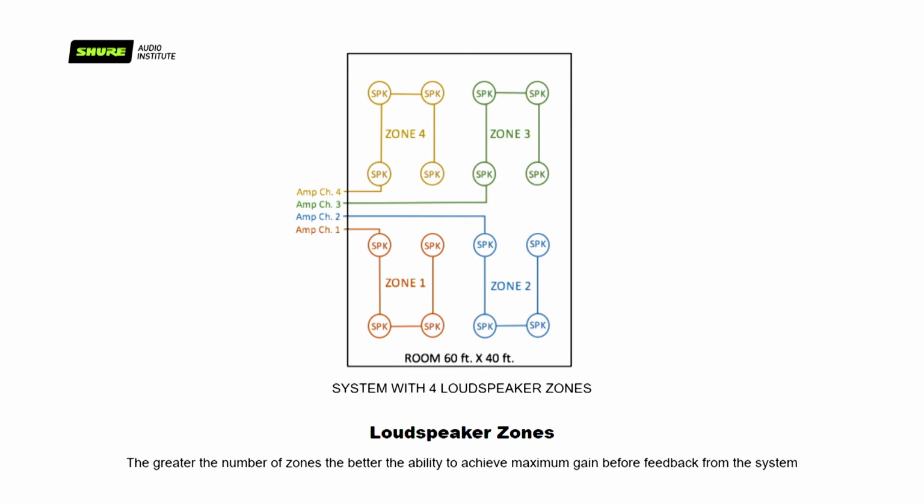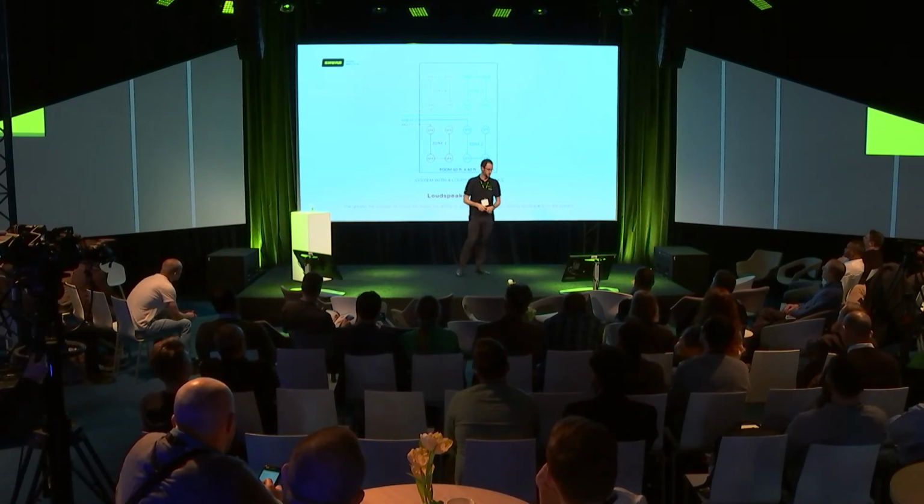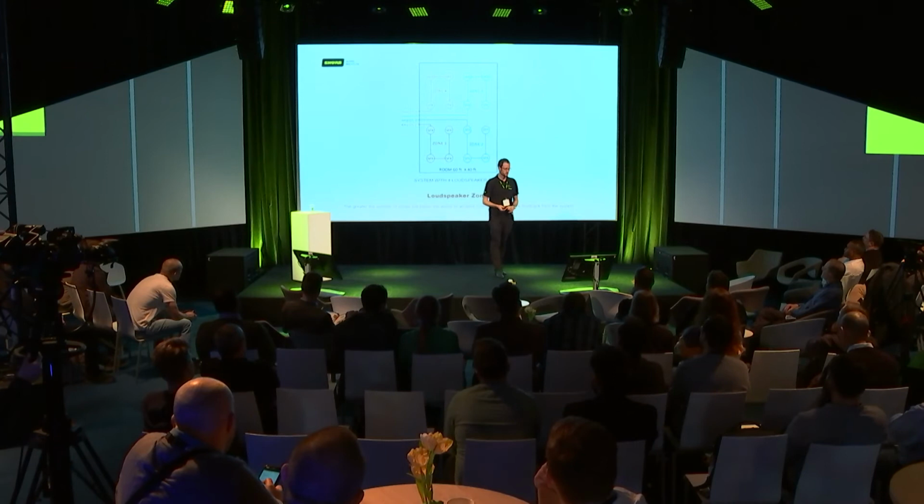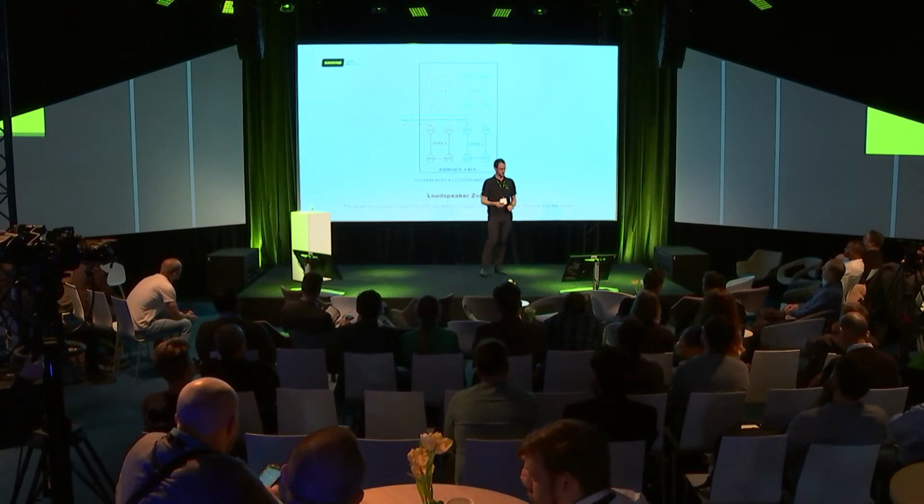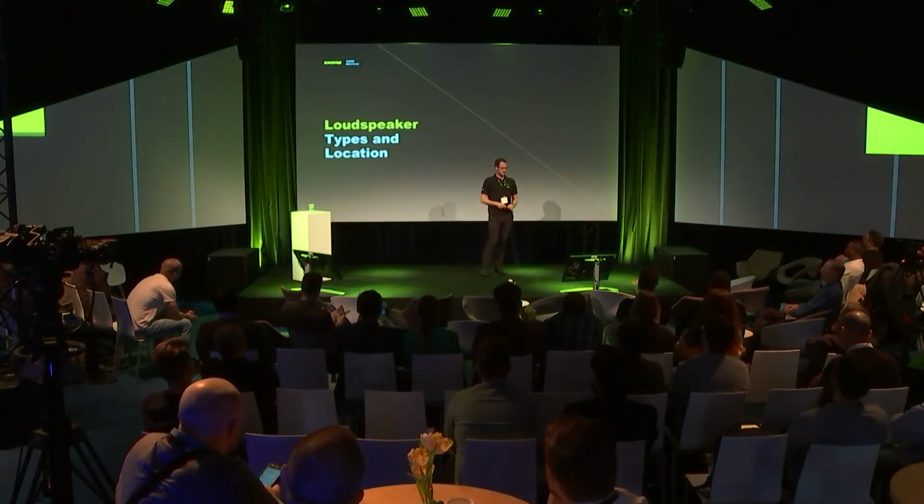Here is an example of a 4-zone system, each zone consisting of 4 loudspeakers each. So talkers in Zone 4 will be amplified most of all into Zone 2, 2 back to 4, 3 to 1, and 1 to 3. So this is a room size of approximately 60 feet by 40 feet.